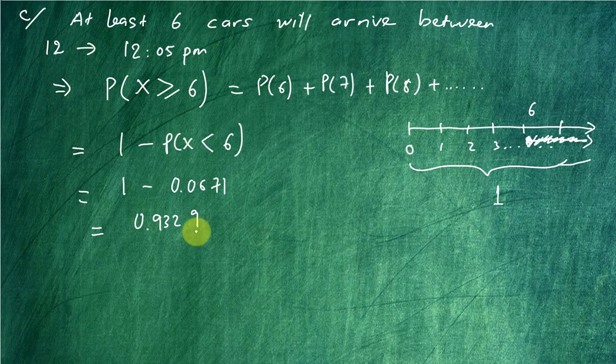And that should give me 0.9329. And if you convert it back to a percentage, you should get about 93.29%. To explain this answer, you can say that on about 93 for every 100 days, at least 6 cars will arrive between the time 12 and 12:05 p.m.